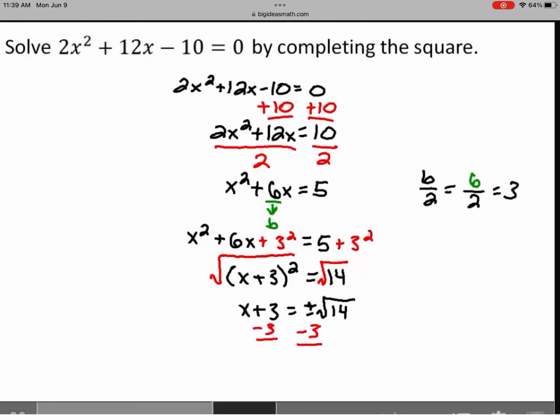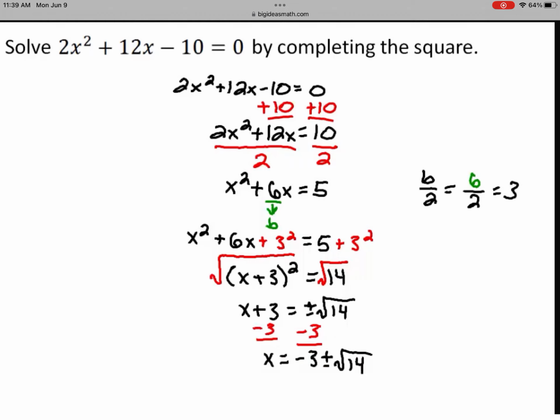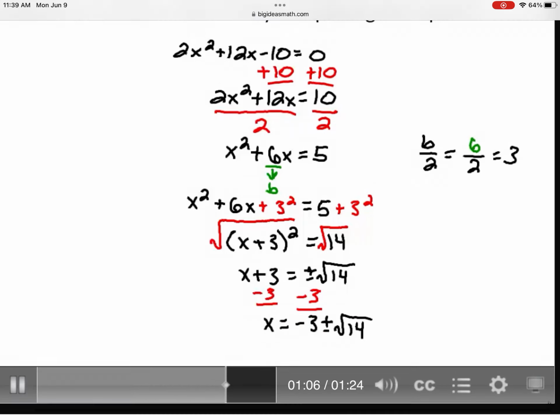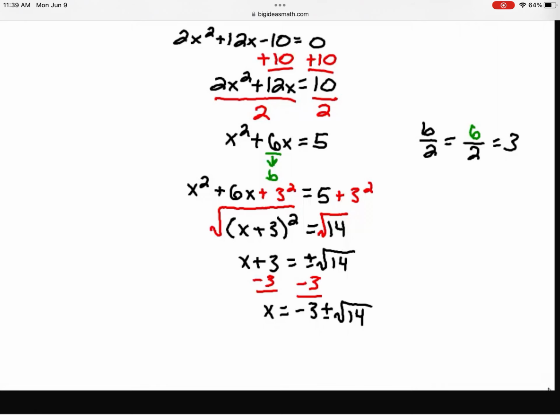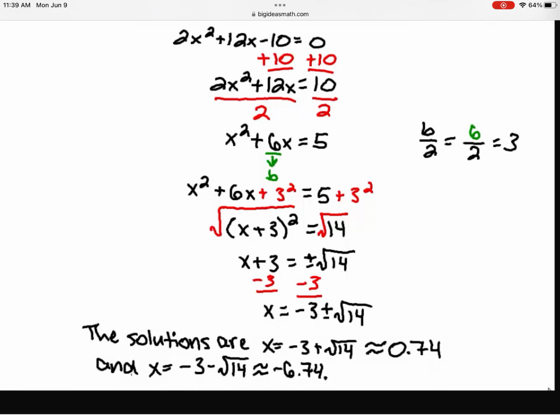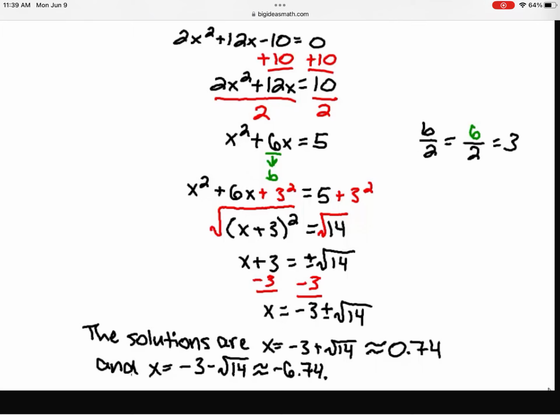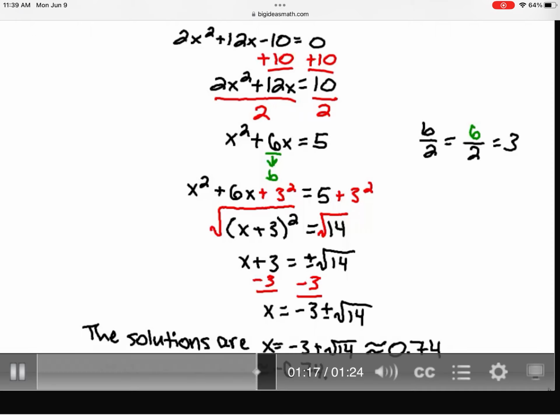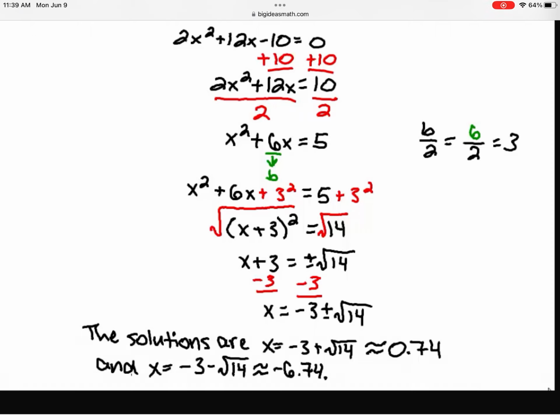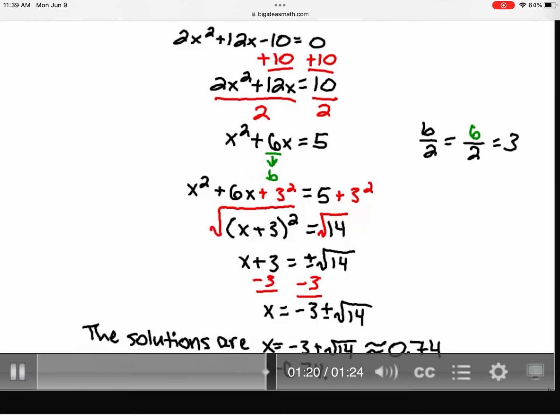Then subtract 3 from each side, leaving you with x equals negative 3 plus or minus the square root of 14. So the solutions are x equals negative 3 plus the square root of 14, which is approximately equal to 0.74, and x equals negative 3 minus the square root of 14, which is approximately equal to negative 6.74.